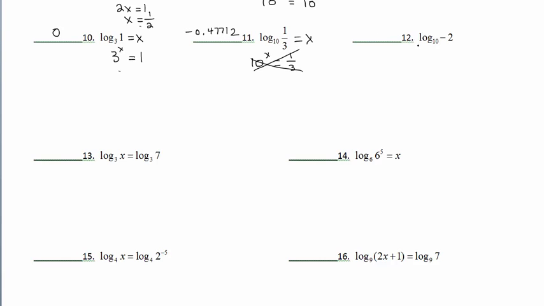All right, number 12. 10 to what power is negative 2? Is there any way I'm ever going to be able to take 10 and raise it to a power and get a negative answer? Even if I raise 10 to a negative exponent, that just makes the answer smaller, never negative. So this isn't really going to help me, like in the previous example.